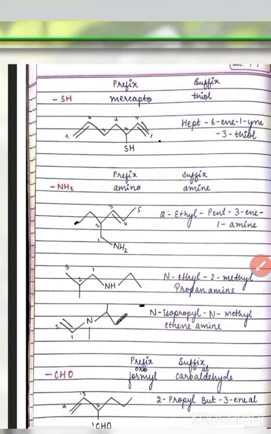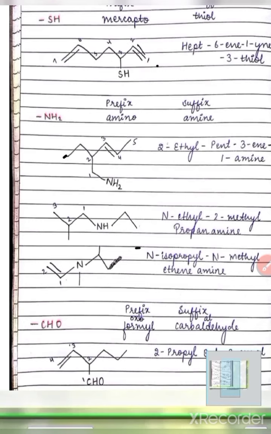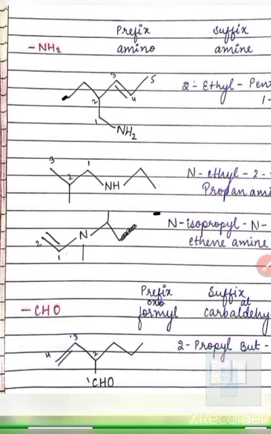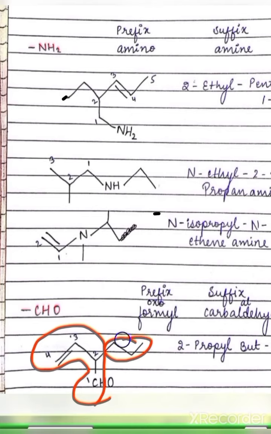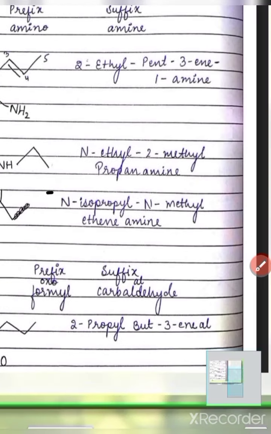Now our next functional group is the CHO group. For this the prefix used is oxo or formyl and the suffix is al or carbaldehyde. You know when al is used and when the word carbaldehyde is used. In this, the principal carbon chain will be this because it contains CHO. So at second position we have a propyl group. This is a propyl group. So 2-propyl but-3-ene-al.